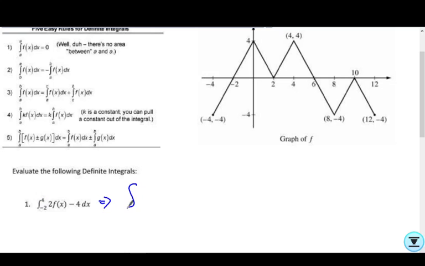So the first thing I can do is, the integral from negative 2 to 4 of 2 f of x, I'm going to split up my two integrals with that subtraction going on, minus the integral from negative 2 to 4 of 3 dx. So I split my integral in two with the same upper and lower limits. Okay?